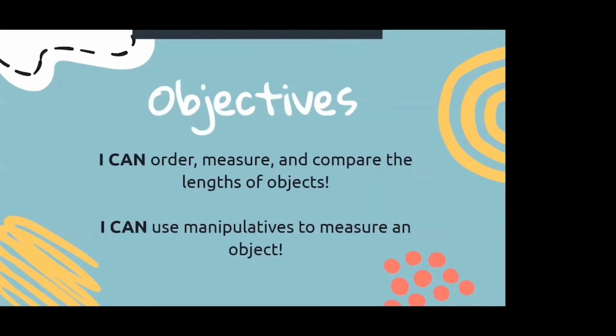As always, I'm going to say it first, then we're going to say it together, and then we'll move on to the next one. So you ready? Perfect. I can order, measure, and compare the lengths of objects. All together, I can order, measure, and compare the lengths of objects. Nice job. So the next one we have, I can use manipulatives to measure an object. Altogether, I can use manipulatives to measure an object.